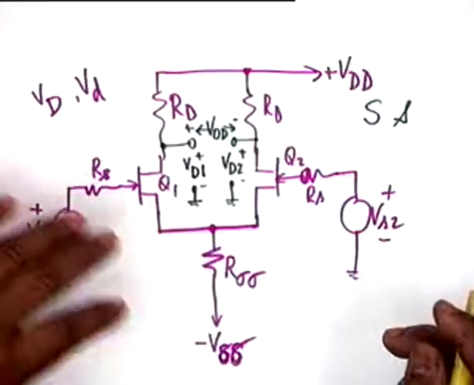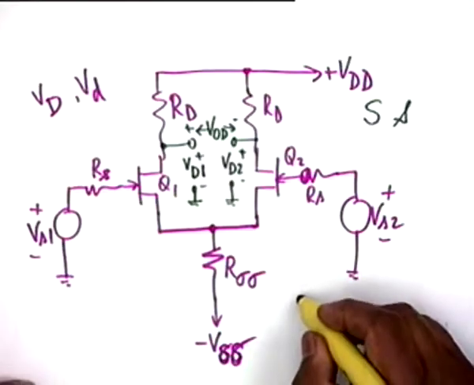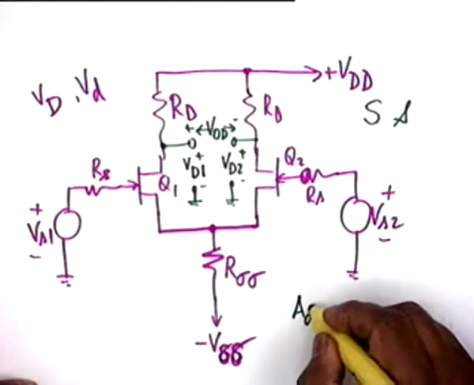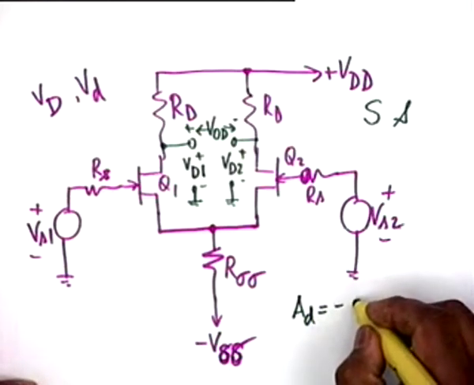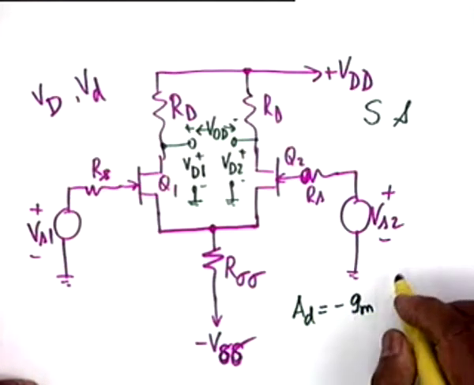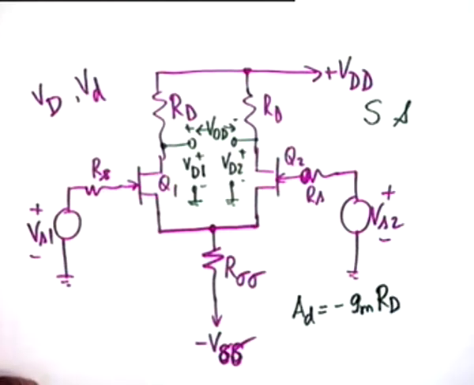So if all those limitations are taken into account, we shall be able to show next time that A sub D is equal to minus GM. What do you expect? RT. We will be able to show that this is true.